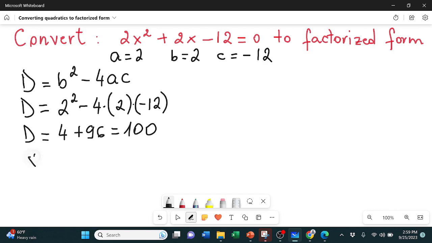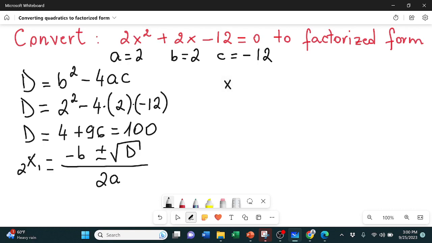Now we're going to use the formula for finding the roots of the quadratic equation: negative b plus or minus the square root of d, divided by 2a. So we're going to substitute all the values. x1, x2 will be negative b, so negative 2, plus or minus the square root of 100, which is 10, divided by 2a, 2 times 2 is 4.